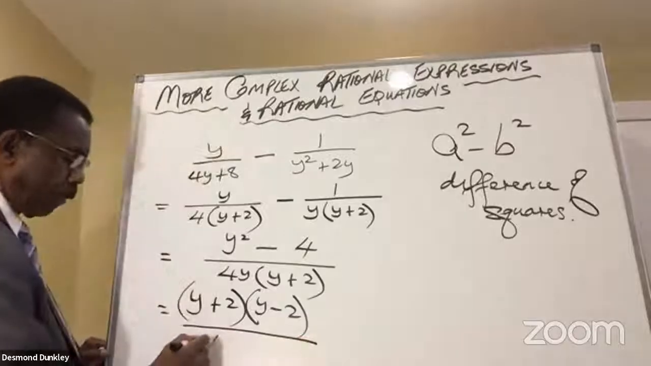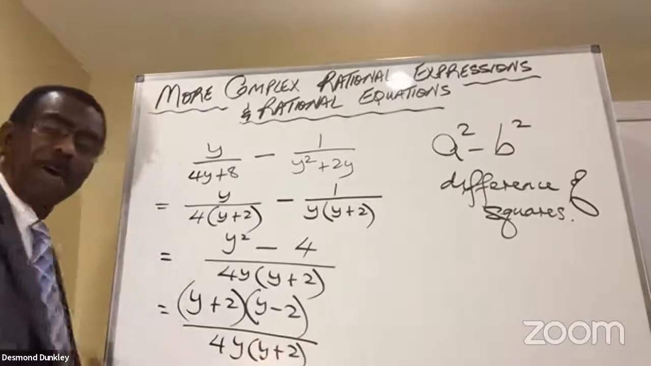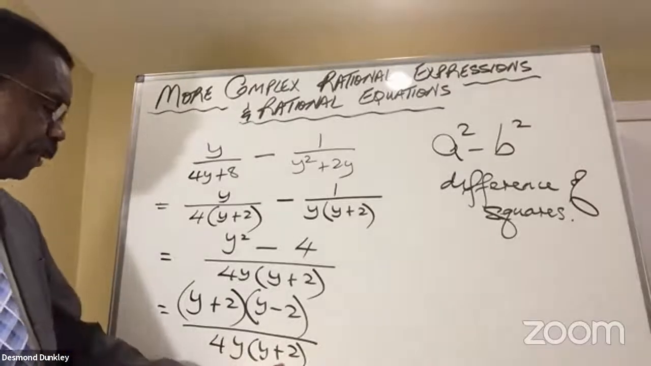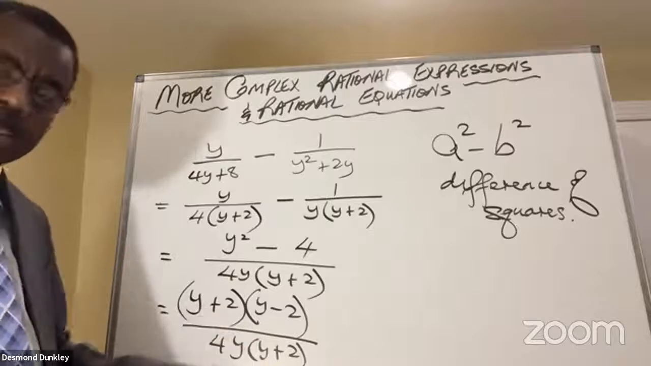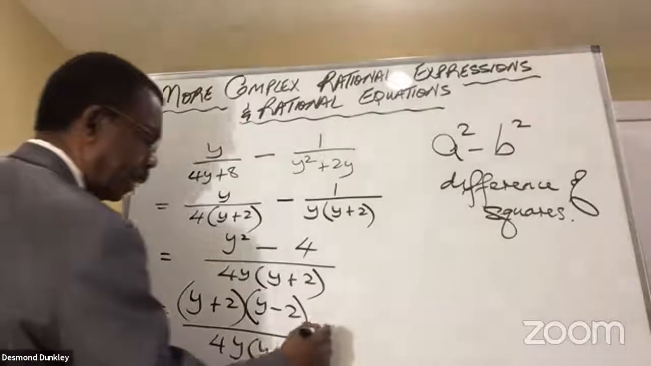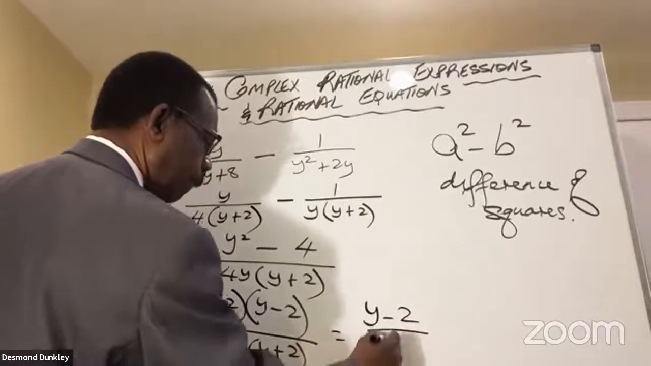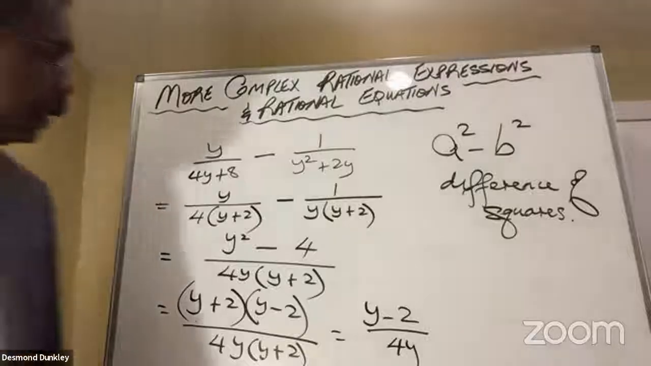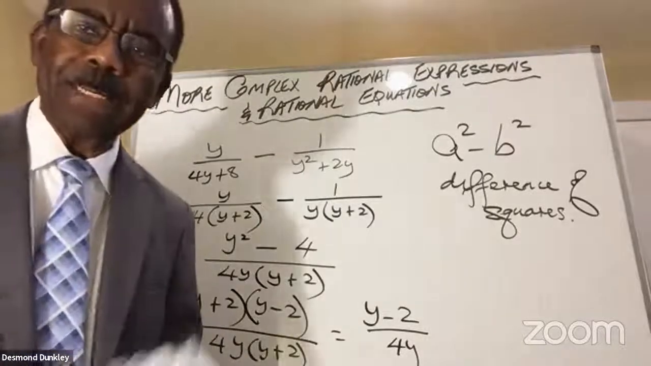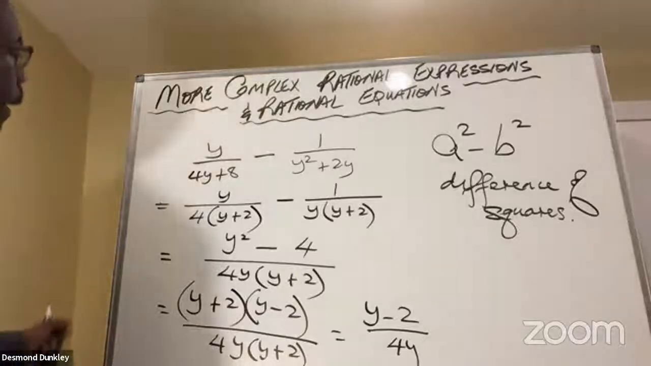And what do we have on the bottom? We have 4y times y plus 2. And I say, uh-oh, I have a y plus 2 and I have a y plus 2 on top. They cancel. So now we end up with y minus 2 over 4y. So this was a good ending for that question right there. Nice, beautiful, simplified version. Okay?